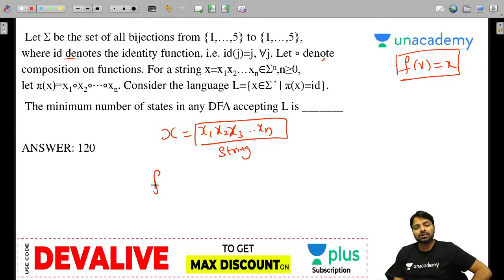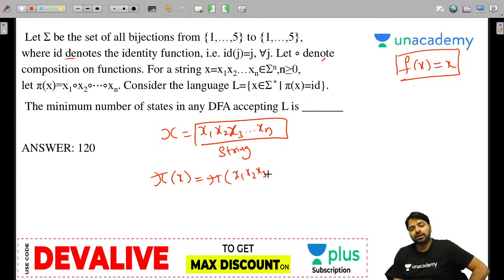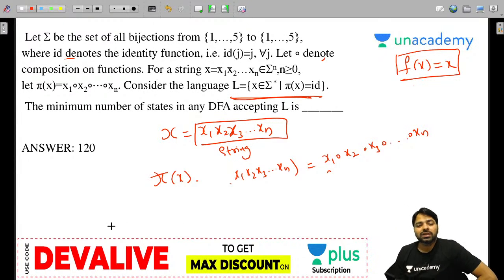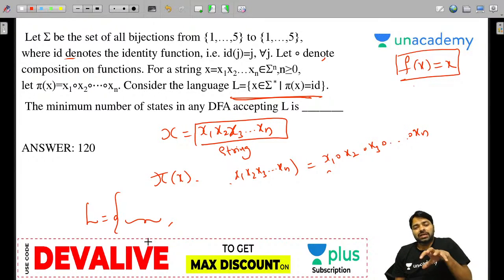And what is this string? He has defined something. The composition of them, phi of x, means phi of x1, x2, x3 up to xn. The string is going to do the composition. How can you do the composition for the string? You can, because everybody is a function, a bijective function. Remember that. Now the question is, what is the language? L is the language. You will have a string only when its composition sequence generates ID.